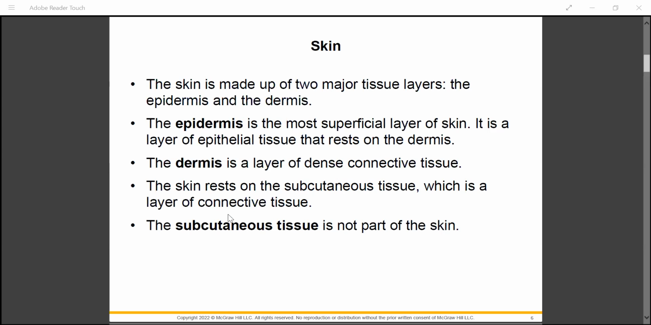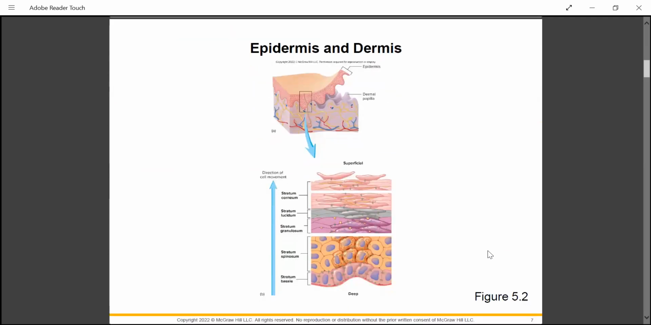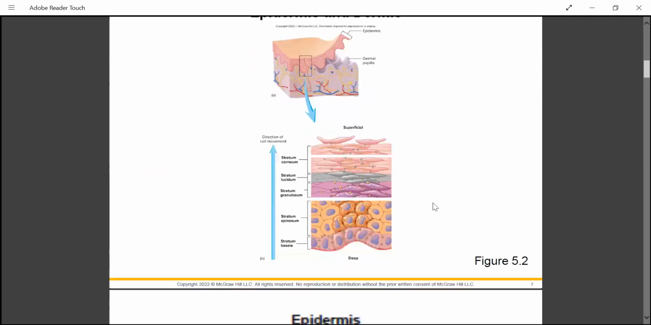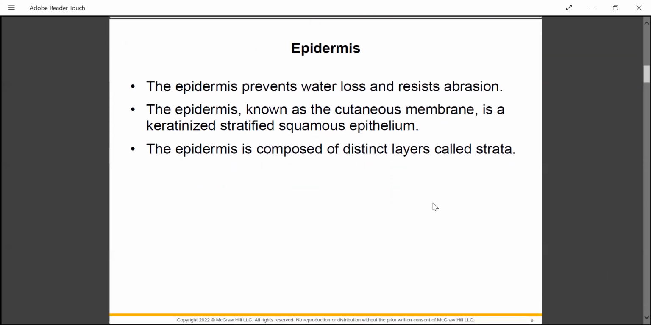And then the skin, or our dermis, ends up resting on our subcutaneous tissue, or our hypodermis, but that is not considered part of the skin. So we'll go over this a little bit more later. So let's start by talking about our epidermis.